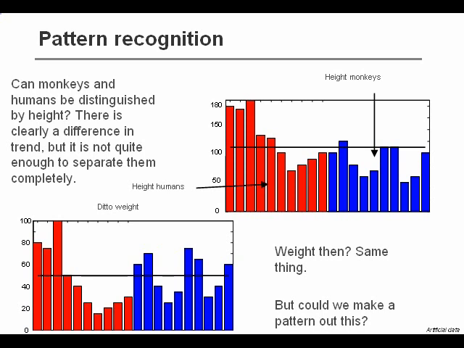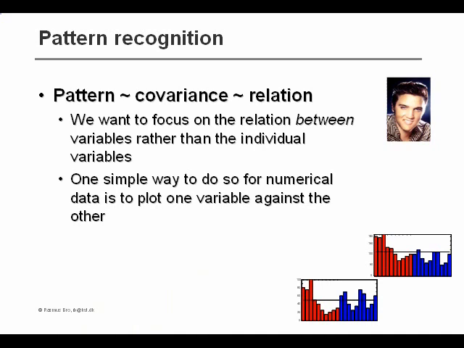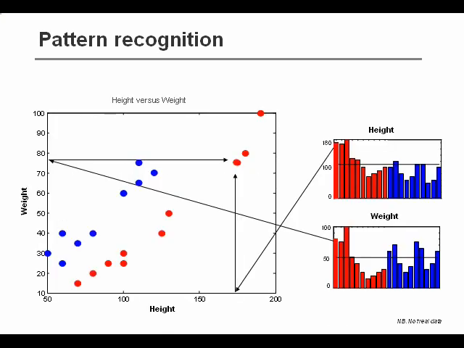Well, let's try and see if we can find a way to look at the pattern of these two variables. One simple way to do that would be to simply plot the weight versus the height. That way we get not only the levels of the individual variables, but we also get the relation between the individual variables. And as you see here, we now have a perfect separation just by plotting the height and the weight against each other. So this is the kind of pattern recognition that we are looking for when we do PCA.